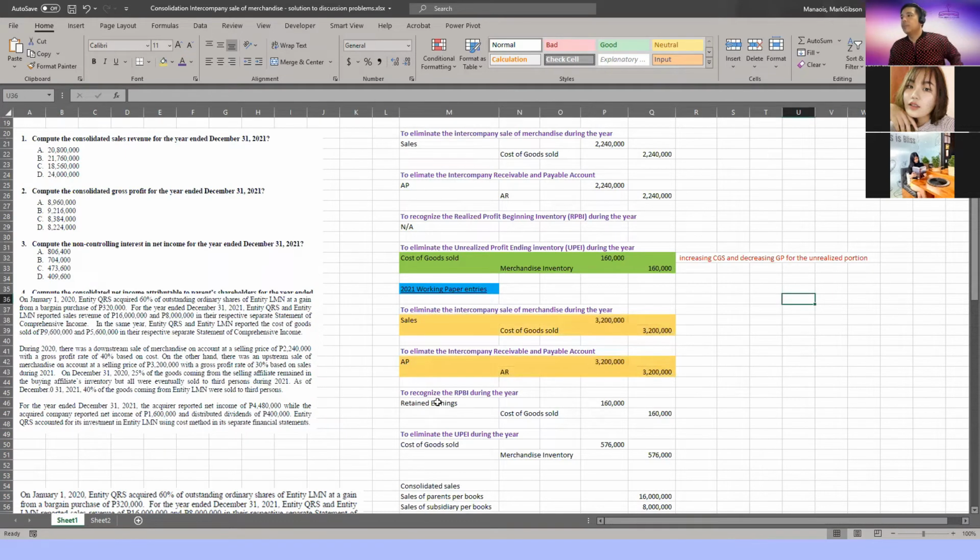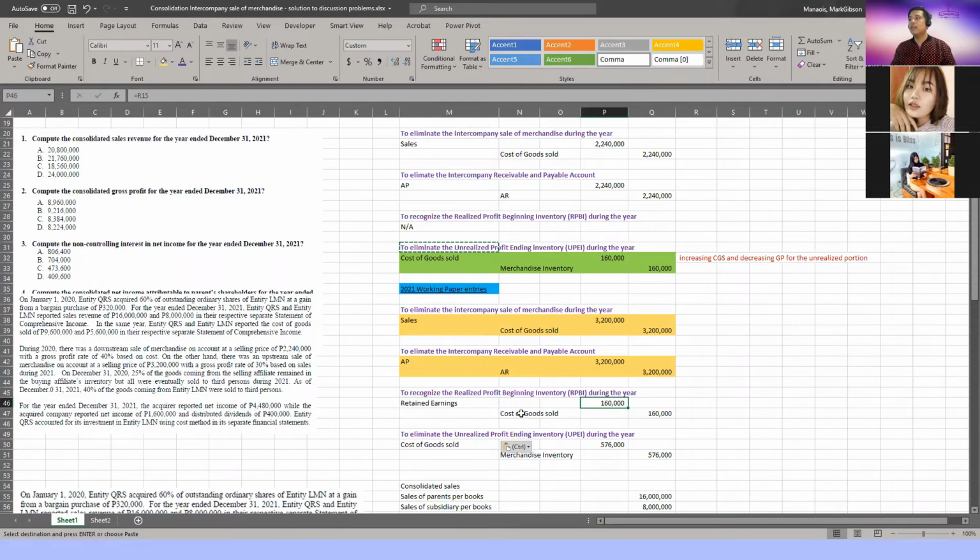Pag-usapan ngayon natin ito, to recognize the RPBI. RPBI is the realized profit beginning inventory. So meaning, ito yung unrealized mo last year. Sabi natin, if the problem is silent, those remaining inventory last year will be sold the current year. With that, we have to recognize the realized profit beginning inventory. So paano yan? So debit retained earnings for 160,000 and credit cost of goods sold.